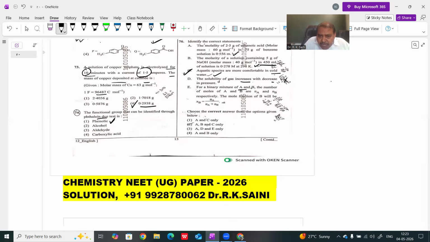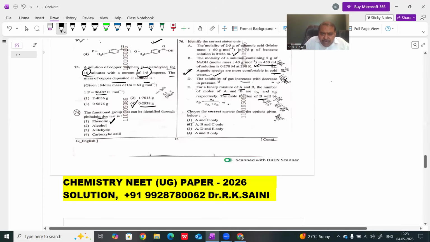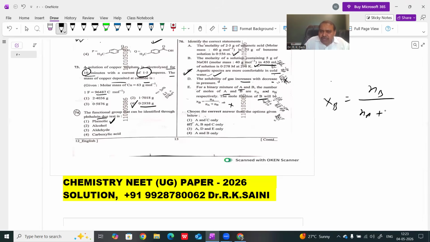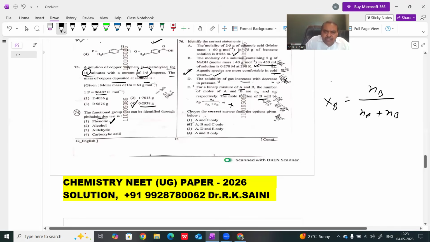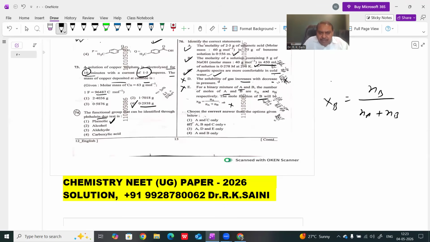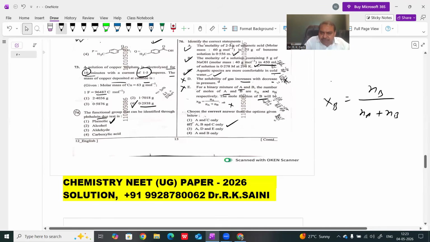In a binary mixture of A and B, the number of moles of A and B are nA and nB respectively, and the mole fraction of B is asked. The given statement is incorrect because the mole fraction of B means moles of B upon total moles. Therefore, this statement is also incorrect. D is incorrect, E is incorrect. A, B, C, these three are correct. ABC. Next question.